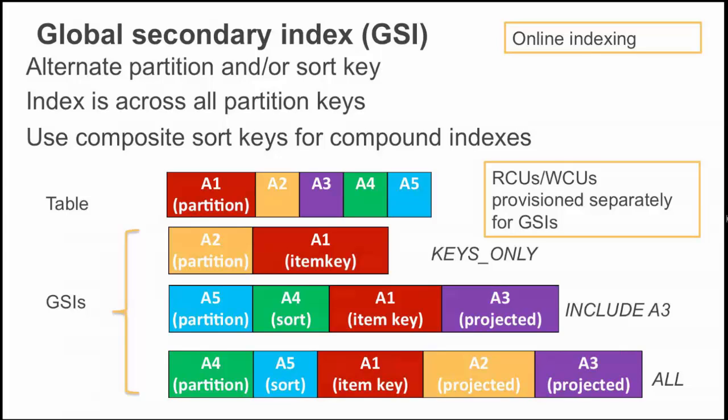So the LSIs consume capacity that's provisioned against the table. They're co-located on the same partition. GSIs are not co-located on the same partition. They're asynchronous, and they are provisioned independently. They are also more flexible because they allow different partition keys to be defined. So this is pretty important.